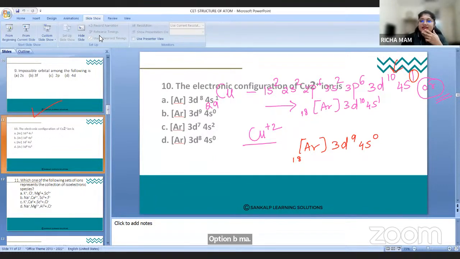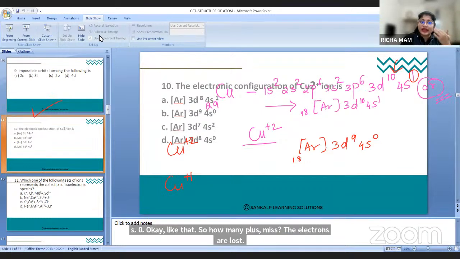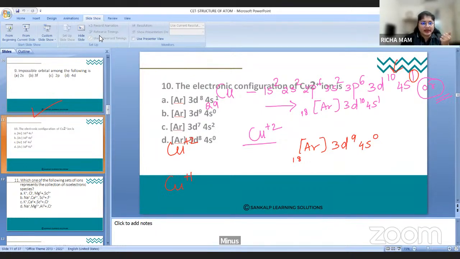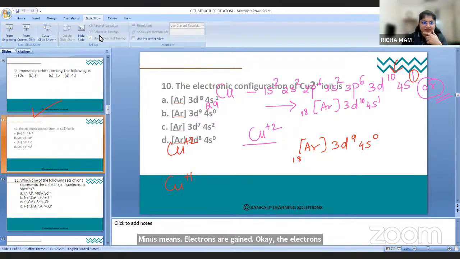Argon 3d9 4s0. When it is plus 2, it means 2 electrons are lost. If it was plus 1, then it would be 3d10 4s0. So how many plus, that many electrons are lost. Minus means electrons are gained. So this is the electronic configuration.